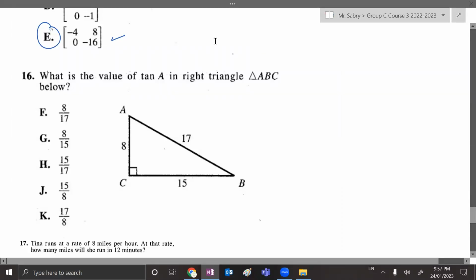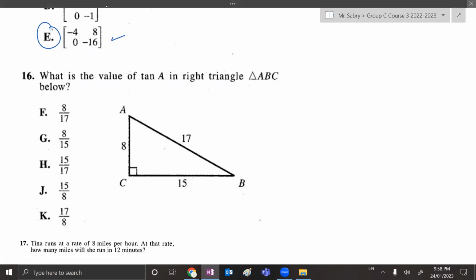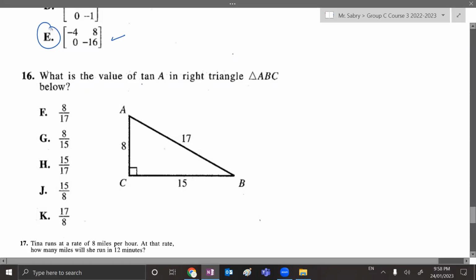Right, let's start with 16. It says that tan A in this triangle below, what is the tan of A? Remember that the tan is supposed to be opposite over adjacent. So we're looking for the opposite of the angle A, and the opposite here is the 15 over the adjacent, which is the 8, not the 17, because the 17 is what we call the hypotenuse. So 15 over 8 is supposed to be my answer, which is J.